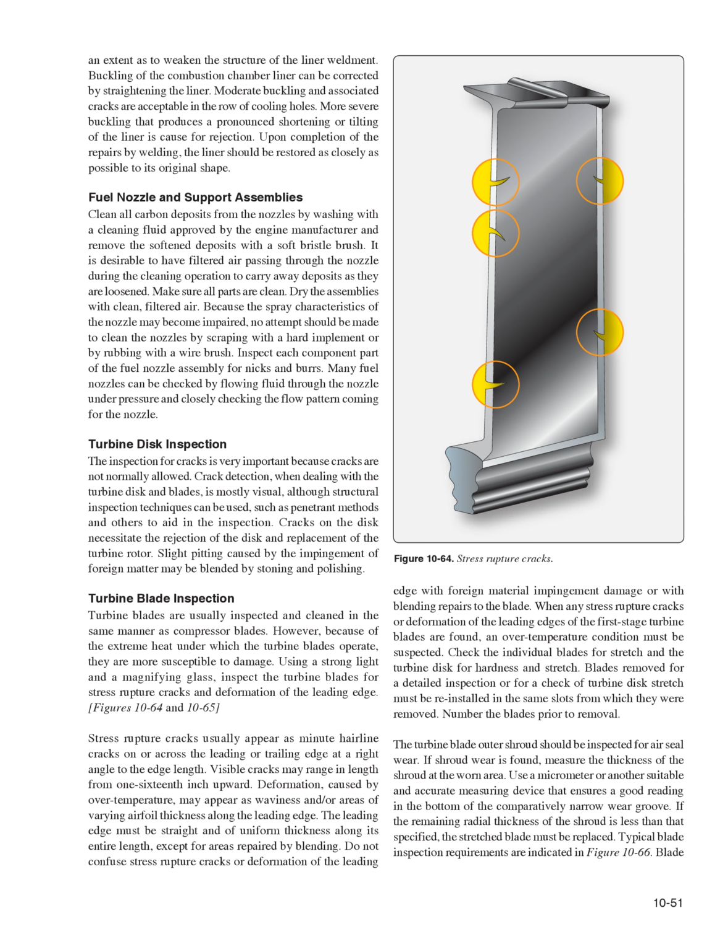Inspect each component part of the fuel nozzle assembly for nicks and burrs. Many fuel nozzles can be checked by flowing fluid through the nozzle under pressure and closely checking the flow pattern coming from the nozzle. Turbine disc inspection. The inspection for cracks is very important because cracks are not normally allowed. Crack detection, when dealing with the turbine disc and blades, is mostly visual, although structural inspection techniques can be used, such as penetrant methods and others to aid in the inspection.